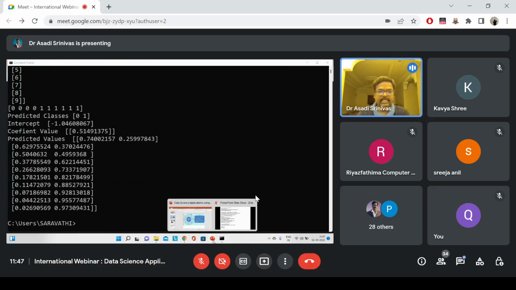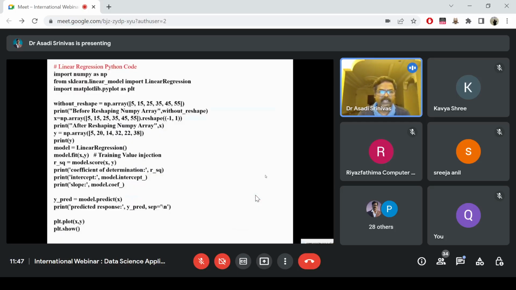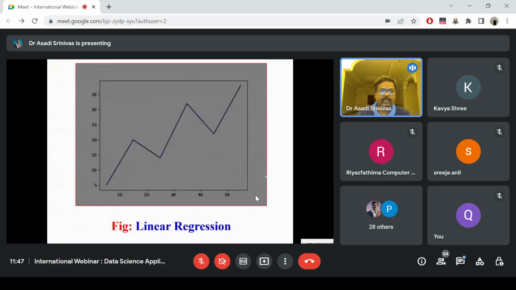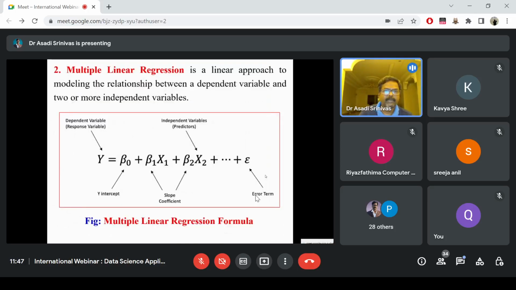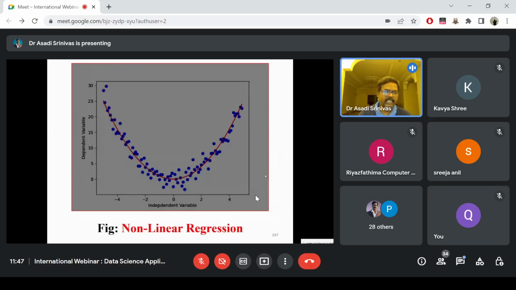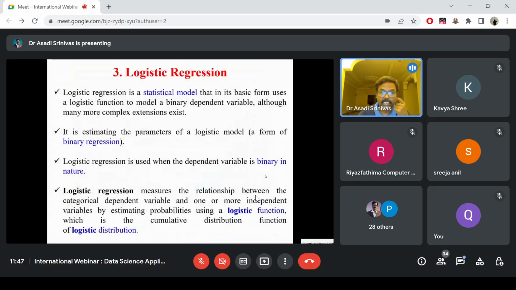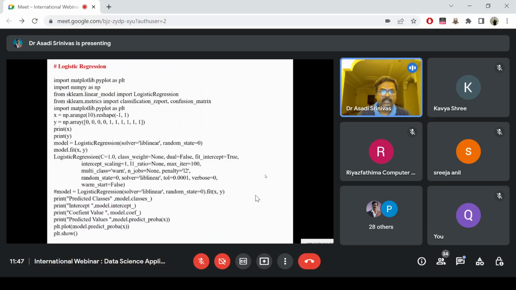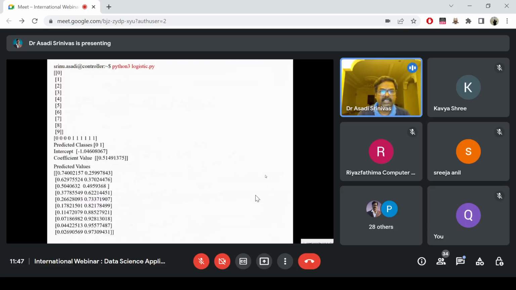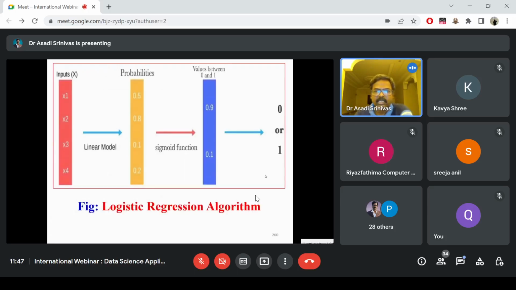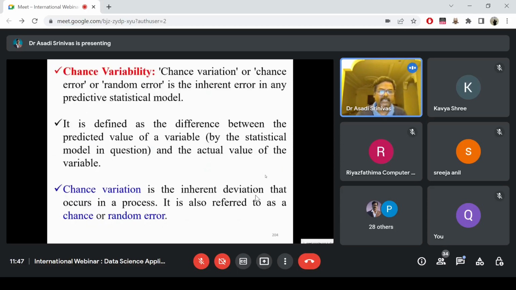Now see, the same thing I'm explaining in this one. These are the graphs I have generated: multiple linear regression, non-linear regression. This graph I have shown, logistic regression I have demonstrated. In logistic regression, based on the input, 0 means false, 1 means the predicted value, true. For the linear model based on the input x, we are generating probabilities, values between 0 and 1, as output values. These are the graphs I have generated.